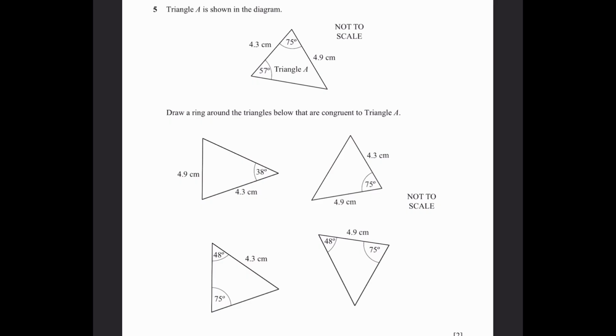Question 5. Triangle A is shown in the diagram. Draw a ring around the triangles below that are congruent to this triangle. First of all, let's find this third angle. That's equal to 180 minus 75 minus 57. When we put this in, we'll get 48, and that means 48 degrees.